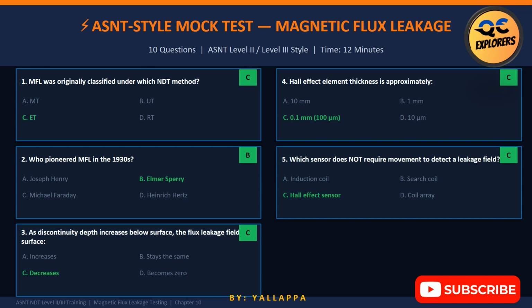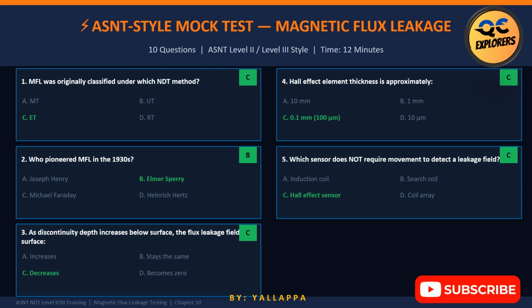Question 1. MFL was originally classified under which NDT method? Correct answer: AT. This is a historical trap. Many candidates choose MT. Don't fall for it. Question 2. Who pioneered MFL? Correct answer: Elmer Sperry. Memorize the name.